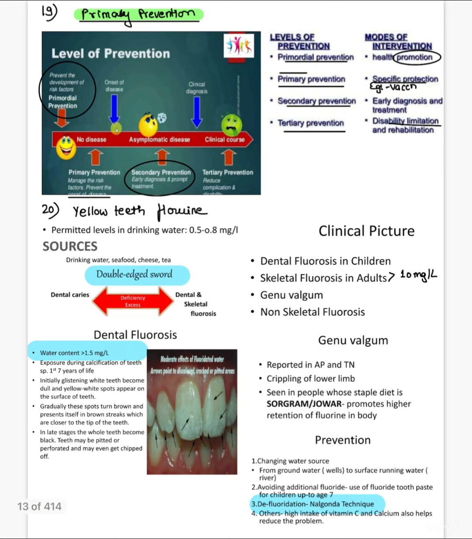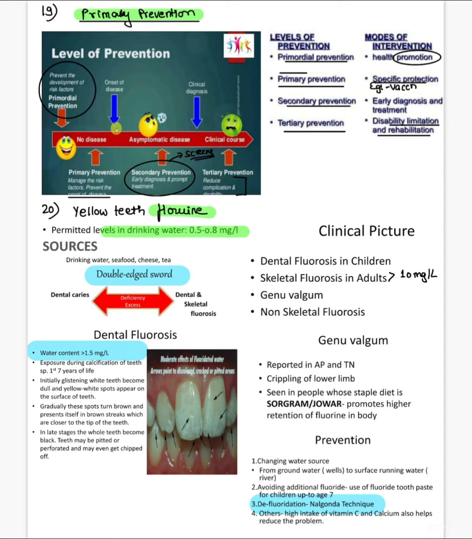Then tertiary prevention: basically you need to limit the disability that is caused, and then you need to rehabilitate the patient. So the aim is reducing the complications, guys, like a leprosy patient using crutches to walk. Then secondary prevention, early diagnosis and treatment, like using a screening method, like we are doing a pap smear as a screening technique. That is important. Then they ask you about fluorine, guys.